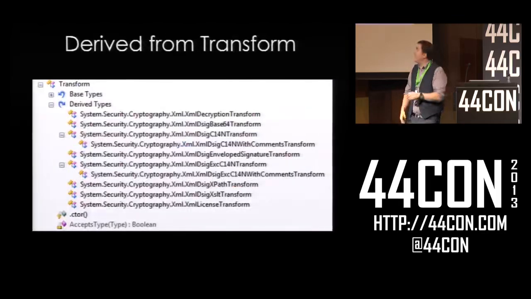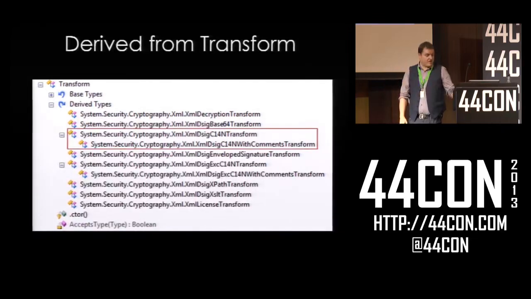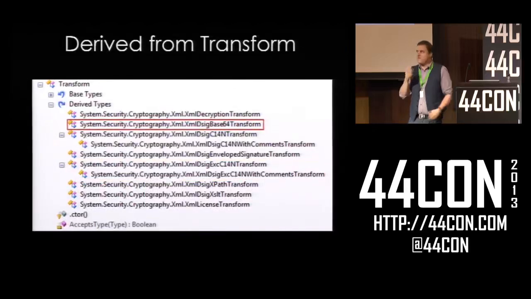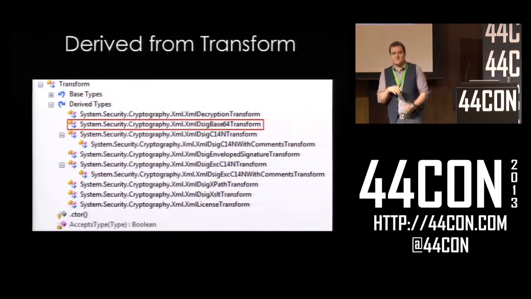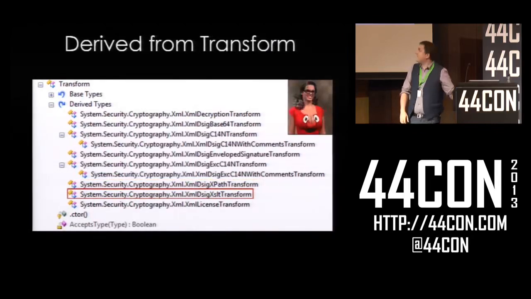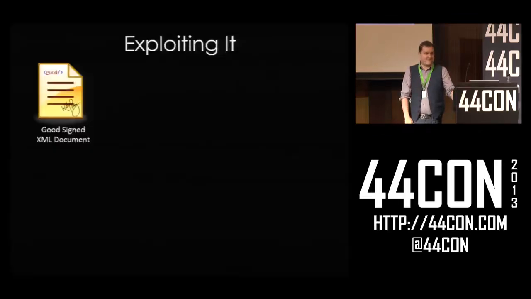So I looked at what other things implemented Transform. I stuck it in Reflector, obviously did its derived type generation, and I got a list like this. We've got various things in here, like our canonicalization algorithms. But we also start having things like the Base64 transform. Okay, it's kind of interesting, sounds pretty dodgy. Maybe the XPath transform. The XPath transform takes an arbitrary XPath value and selects part of the document out for you. That's probably bad. And then I saw that the XSLT transform was in there, and I knew I was probably going to be onto something.